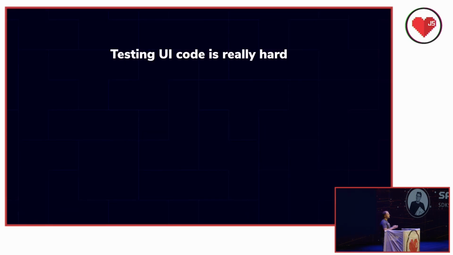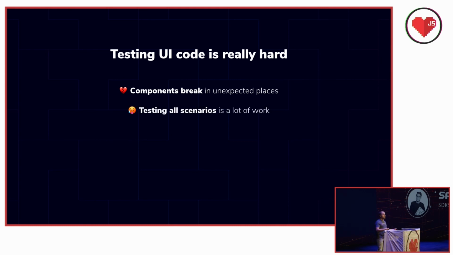So now we come to the second thing that's really hard and that's super important for front-end developers, and that's testing. Testing UI code is super hard, right? Because components always break in unexpected places, right? You use a component in 50 different places, and you make a very trivial change to that component, and then it always breaks in one of those 50 cases, right?